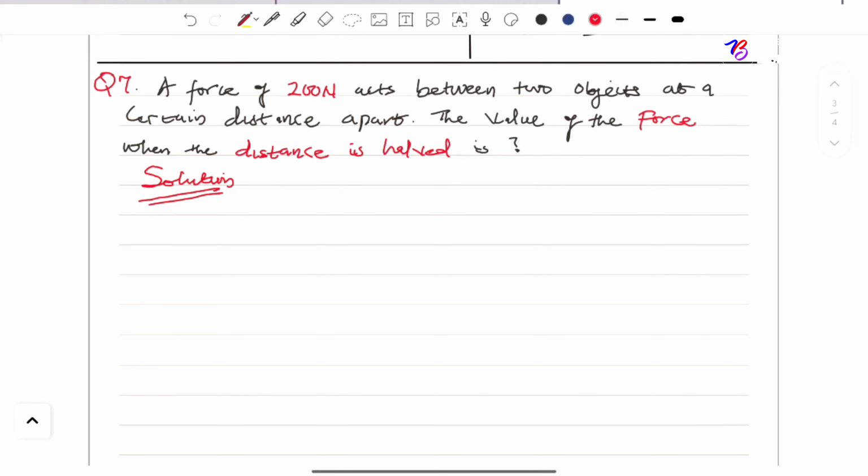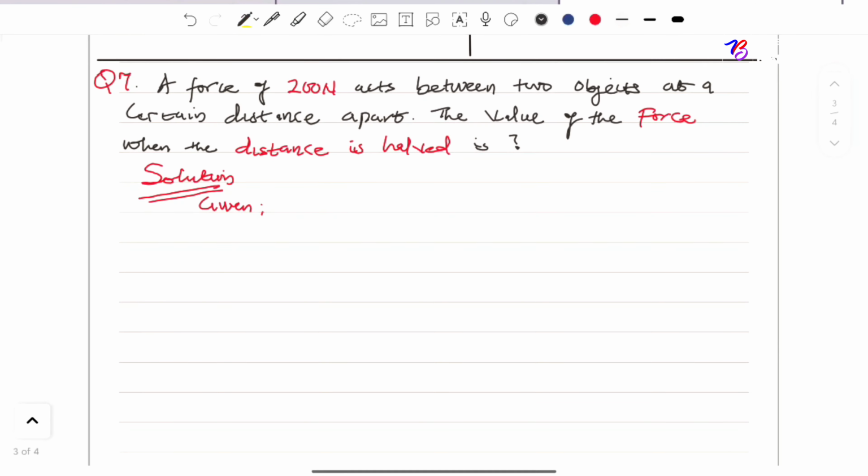Solution. Let's extract the parameters. Are we together? You observe that we have two objects here. Therefore, we're going to have M1 and M2 as our objects. I hope that is clear. Invariably, we have F1 and F2. Okay, then we're going to have R1 and R2 also. So F1 is given to us to be 200 Newton.